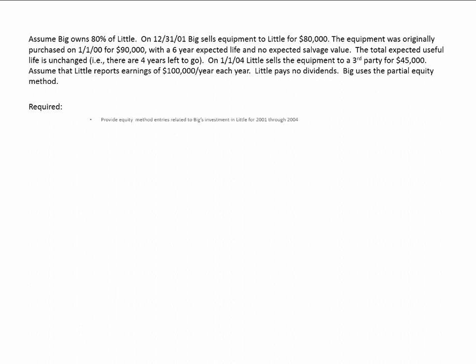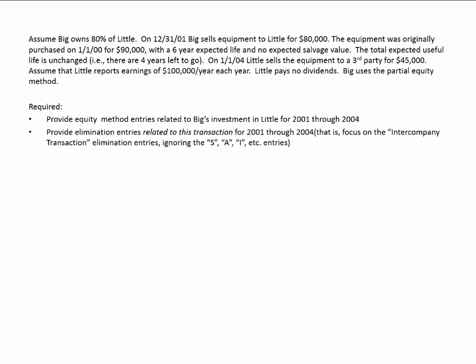Okay, what do we need to do? As usual, we need to provide equity method entries related to Big's investment in Little for 2001 through 2004. We need to provide elimination entries related to this transaction for 2001 through 2004. That is, we're going to focus on the intercompany transaction elimination entries, ignoring all the other ones, the S, the A, the I, and so on. And third, we want to compute the income to the non-controlling shareholders for each year.